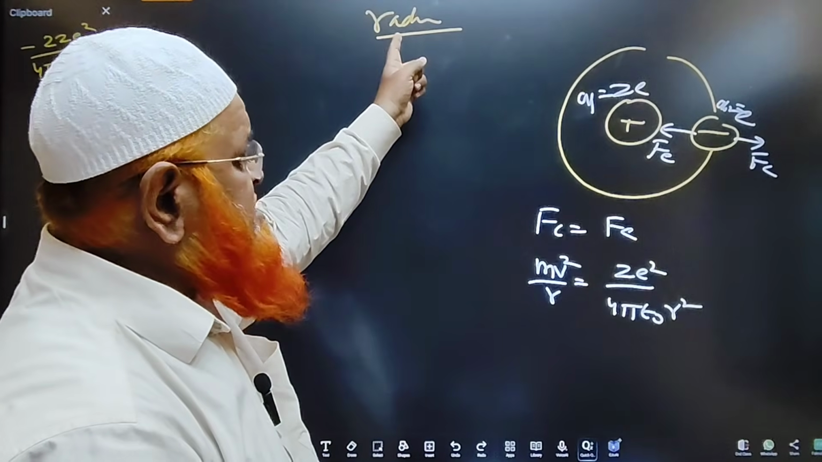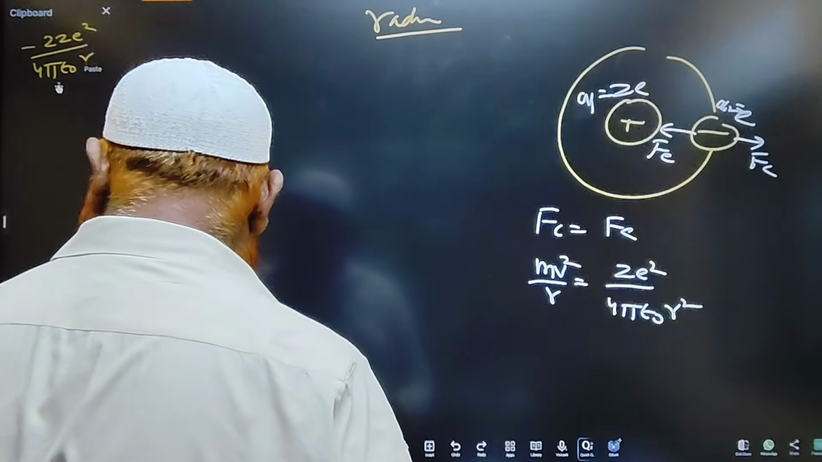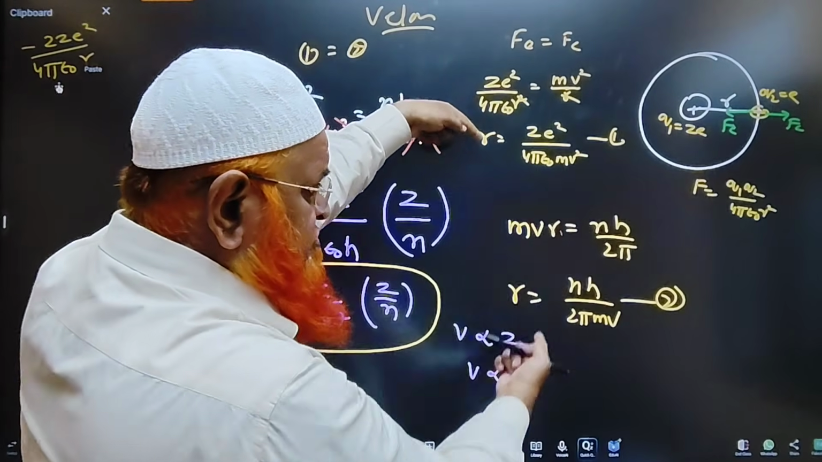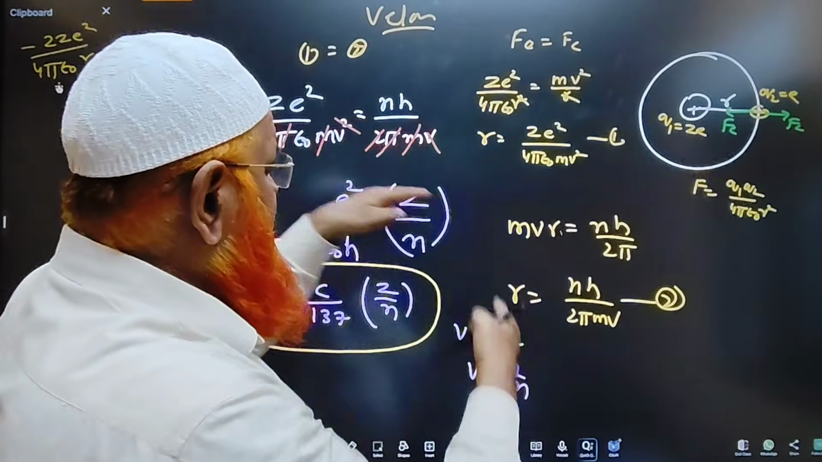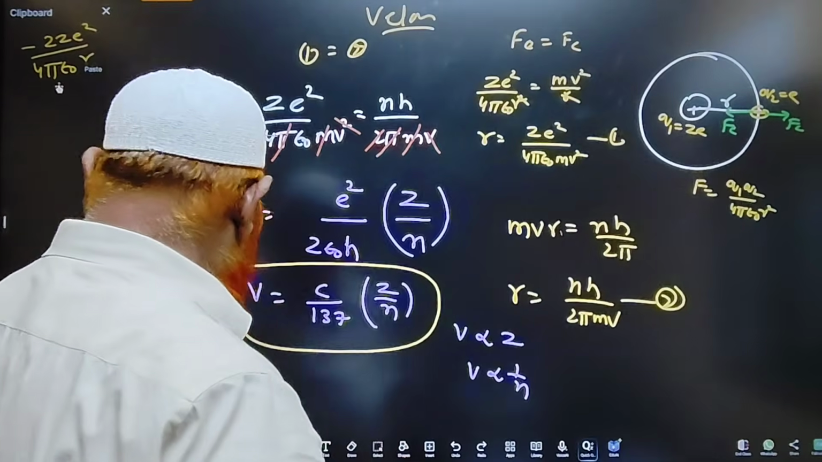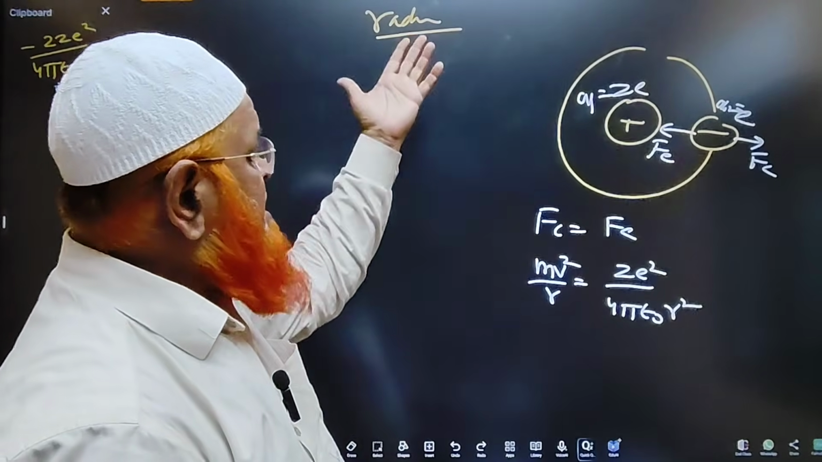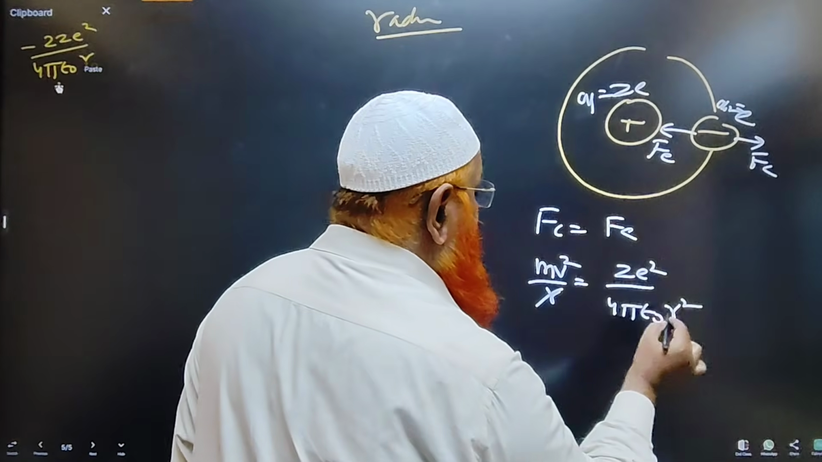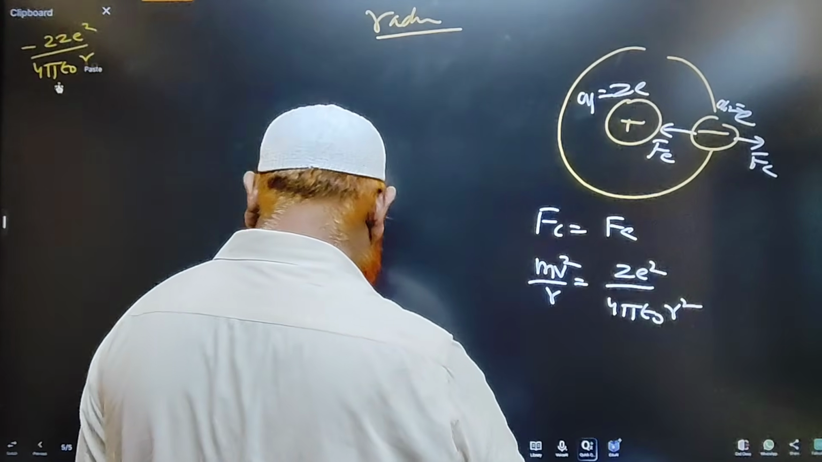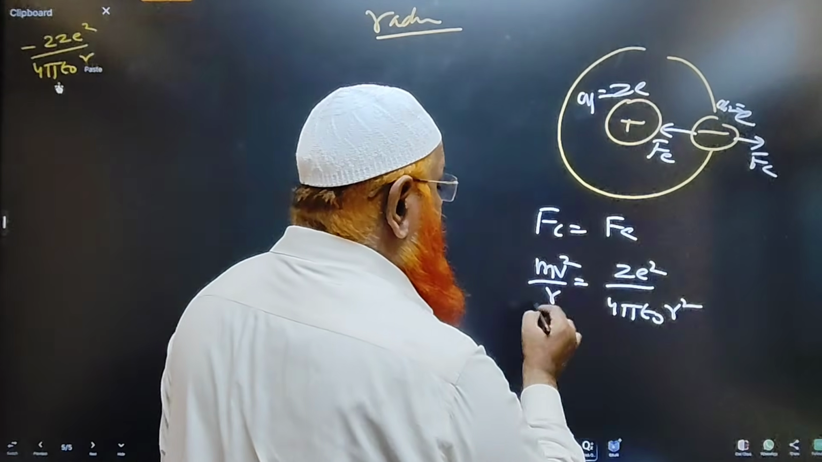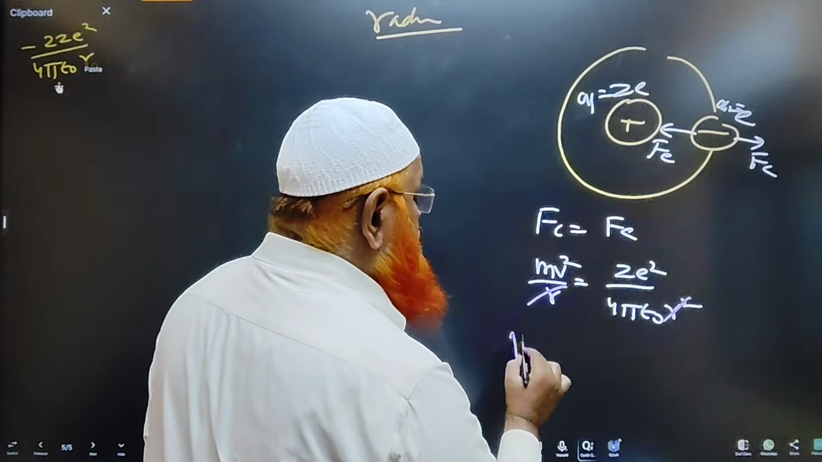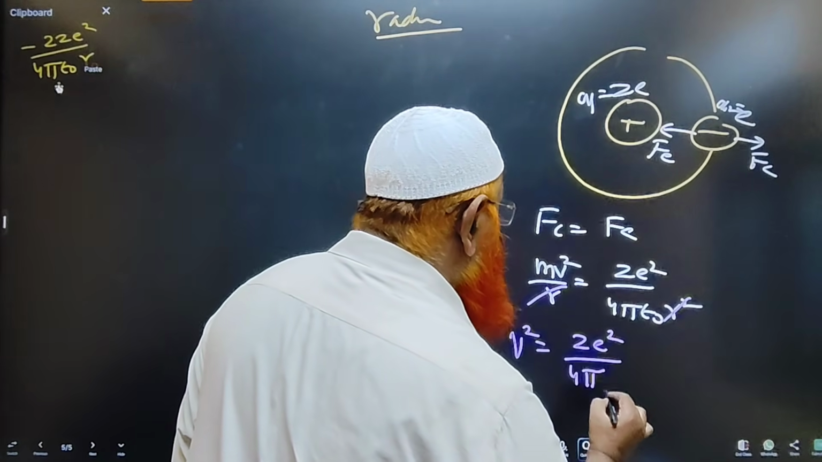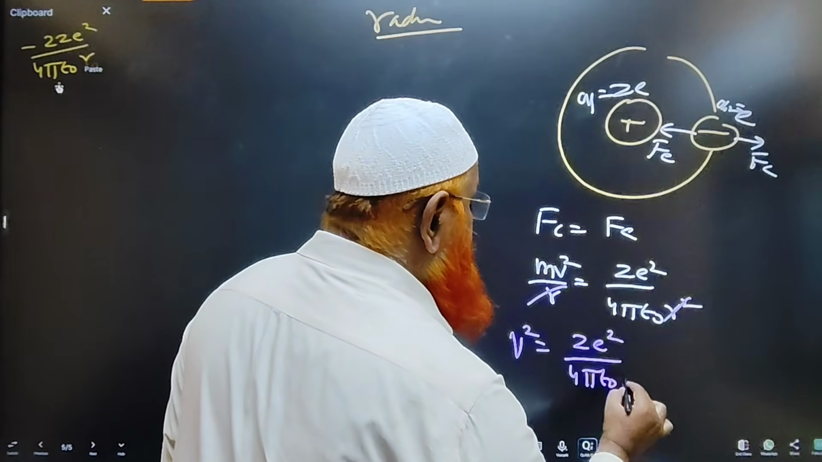So I want the radius now. If I want velocity, I have to find out the radius from two formulas. Make the radius equal, I'll get velocity. But in this case, I want radius, so make the velocities equal now. From this, r gets cancelled. So what is getting cancelled here? r is getting cancelled here. So v square is equal to Ze square by 4 pi epsilon naught into m.